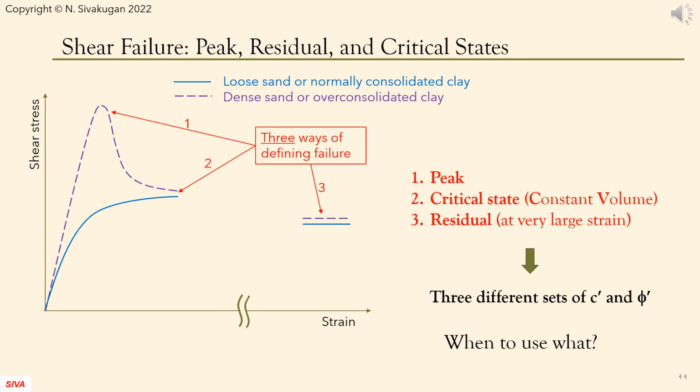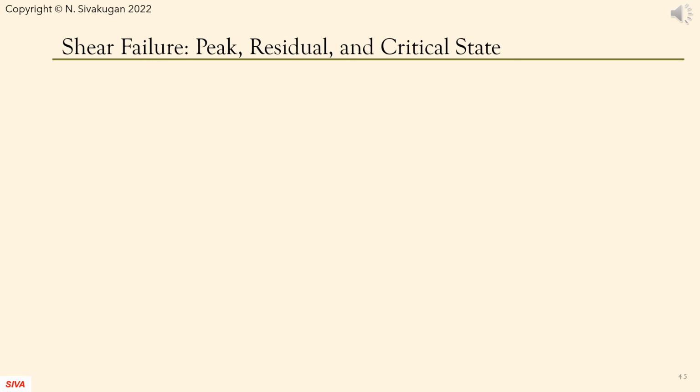Failure can be defined in different ways. The peak values generally occur at relatively lower strain, in the order of less than 2%. Critical state is reached at strains in the order of 10%. Residual state is reached at strains in the order of 100%. The values of C' and phi' are different for peak, critical state and residual state.